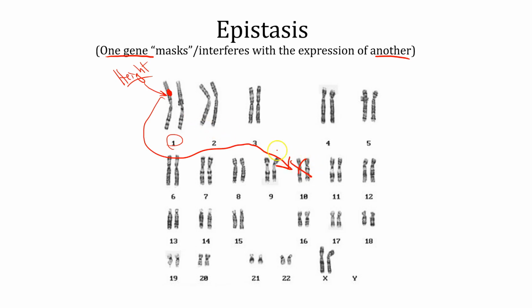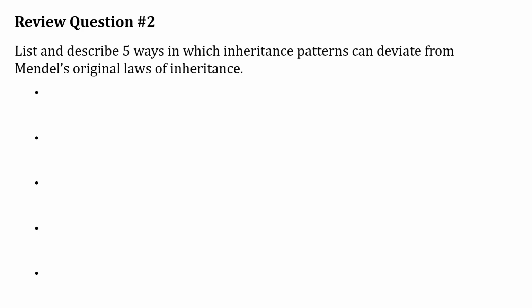So you can have all these sorts of interactions, creating the genetic landscape of an individual and their phenotypes, because you can have chromosomes affecting the expression of other chromosomes and whether they do what they're supposed to or not. So when these types of interactions occur, we call it epistasis. Okay, one last review question here. List and describe the 5 ways in which inheritance patterns can deviate from Mendel's original laws of inheritance. Go ahead and pause the video and work on this for a second, and then I'll go through the answers with you.